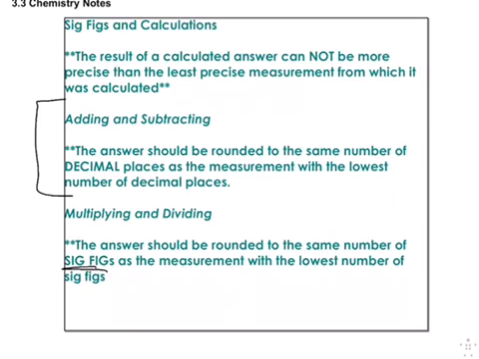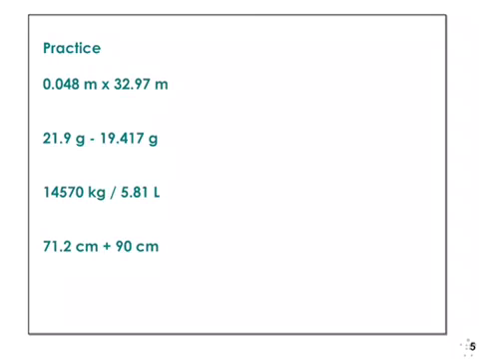So adding and subtracting is looking at the number of decimal places, whereas multiplying and dividing is looking for the correct number of sig figs. That's the big difference between the 2. And in each case, you're looking for the fewest decimal places or fewest sig figs. So our next slide here allows us to practice this. So with multiplying and dividing, are we looking at decimal places or sig figs? Sig figs.